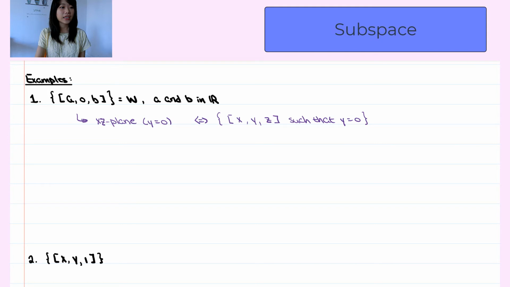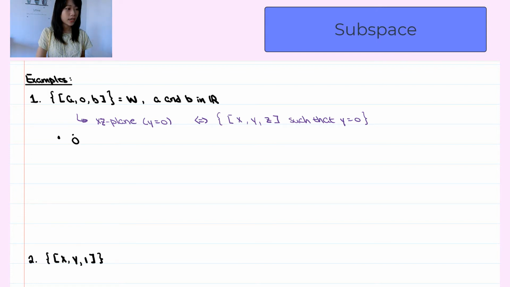Now we have to check the conditions. From the first remark, we know that a subspace always contains a 0 vector. And the other two conditions that we need to check are whether the subset is closed under vector addition and closed under scalar multiplication. So the first condition, does the subset contain a 0 vector?